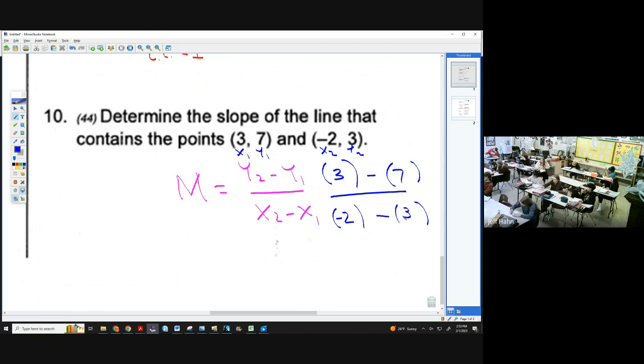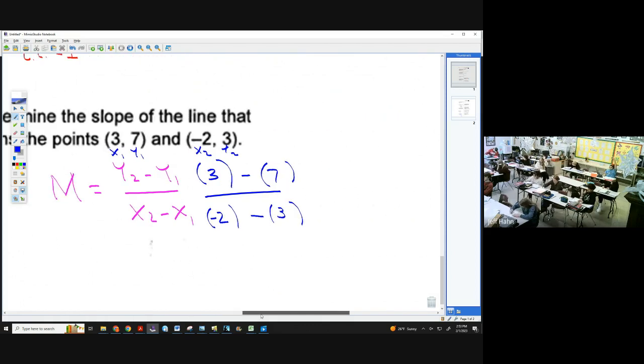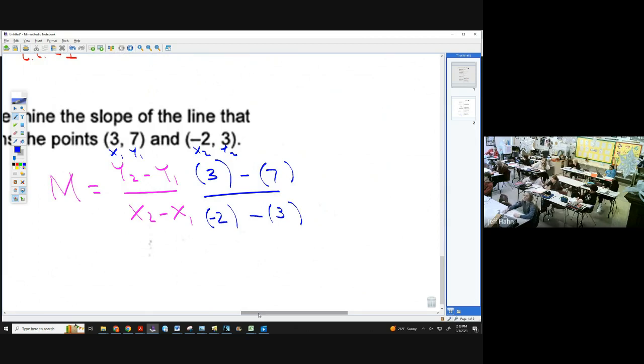Sometimes it takes a while. And then just do the mathematics. Did I do that right? You'd stop me if I did something wrong, because sometimes when you stand this close to something. 3 minus 7 is negative 4. Negative 2 minus 3 is negative 5. Two negatives actually make it positive. Is that the way to answer?